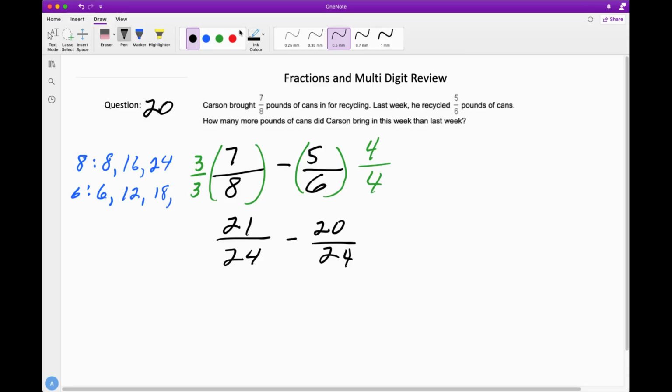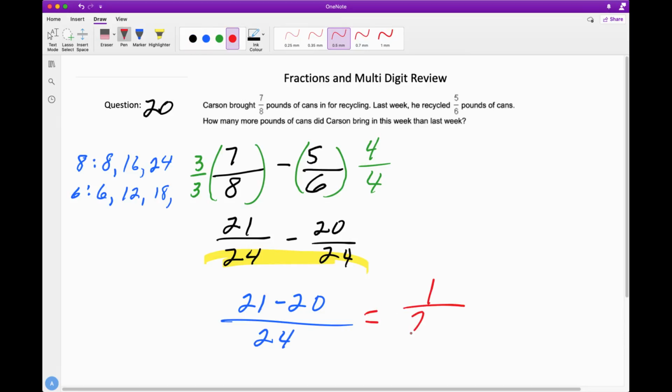And now that we have the exact same denominators, we can go ahead and perform the operation with the numerator. So it's 21 minus 20. And 21 minus 20 is going to be equal to 1. So now we get 1 over 24. Final answer, the end of this review.